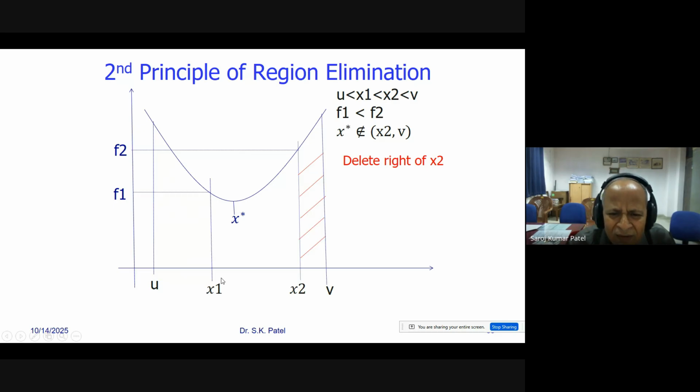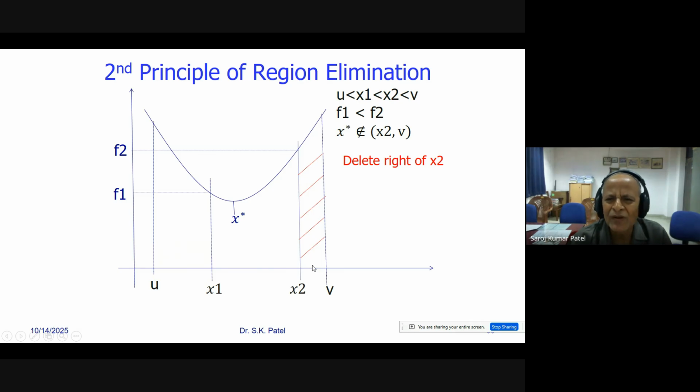Let's say this case, x1 and x2. At x1 the value f1 is less, but at x2 the value f2 is more. So we move from the lower value to the higher value. So from here, let us move to here. So we are moving towards the right. Beyond this, it is still increasing, so you can delete right of x2.